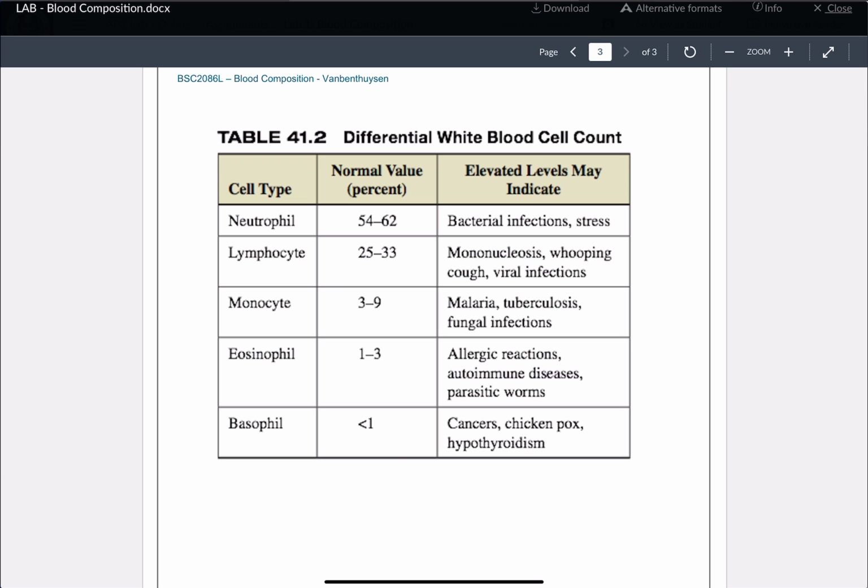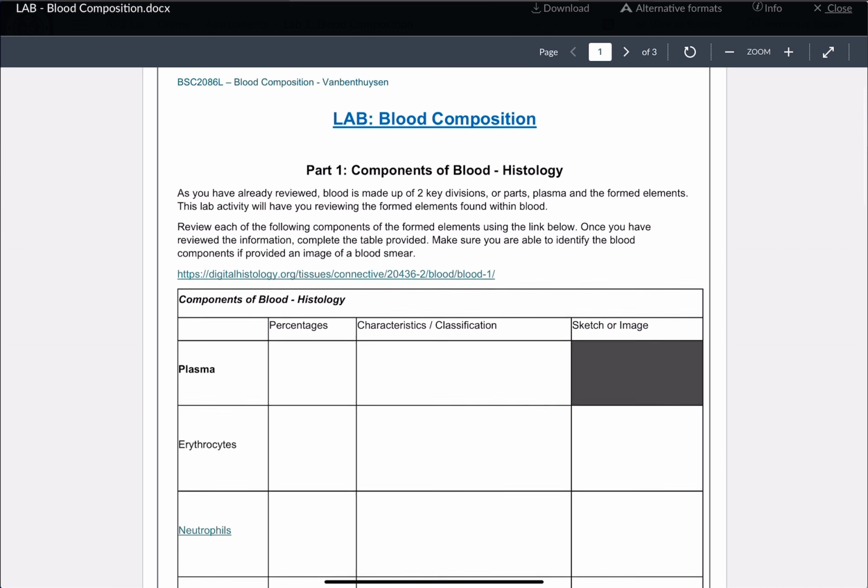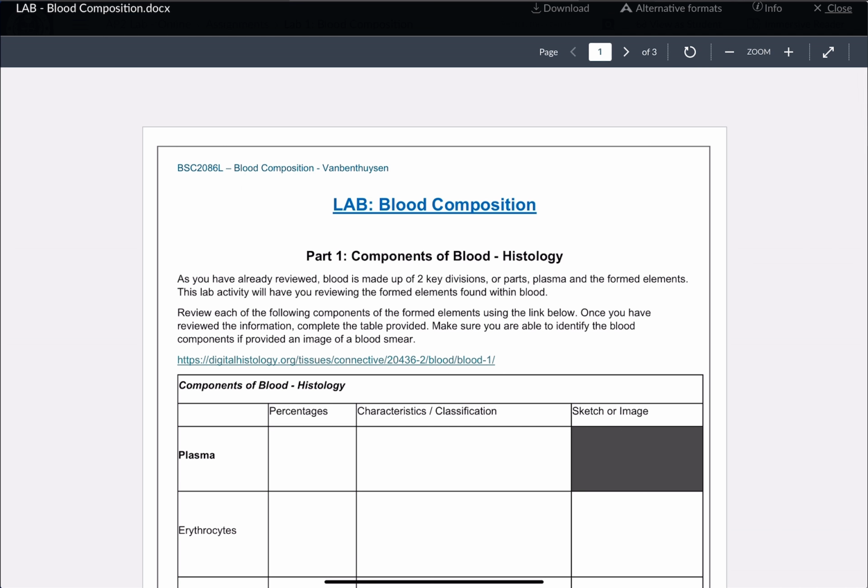So for example, if you have an abnormally high monocyte count, what could that indicate? Well, it could indicate that you have TB, some sort of fungal infection, or malaria. So anything in any one of the actual lab documents is basically your study guide for what's going to be on your lab exam. So that's the first one.